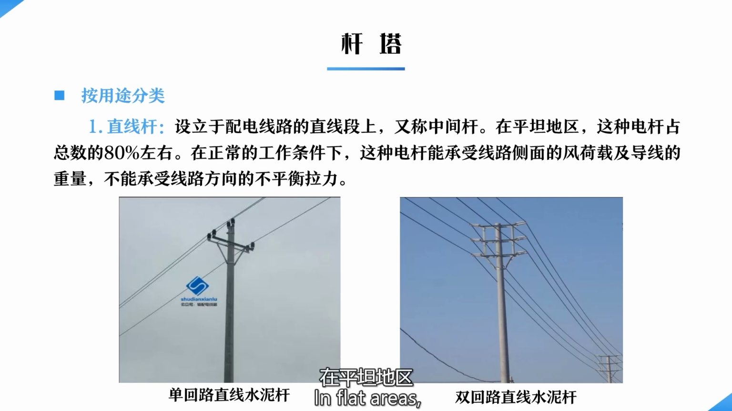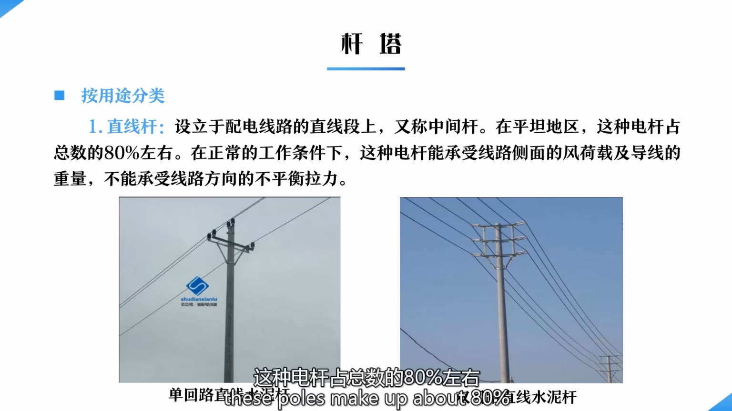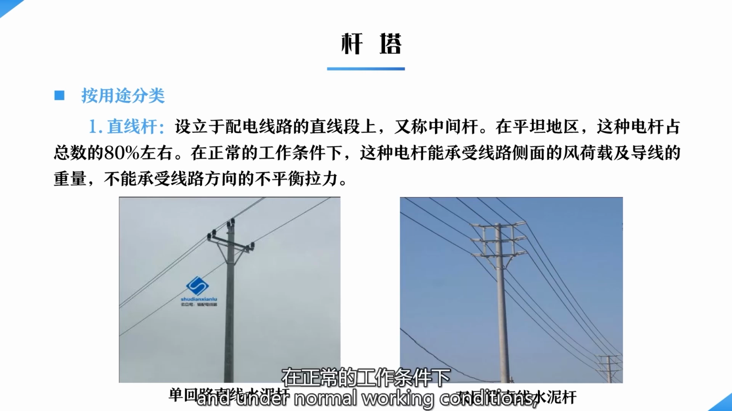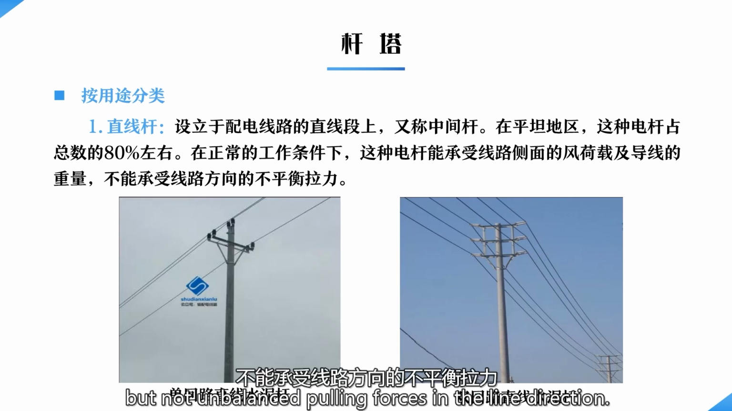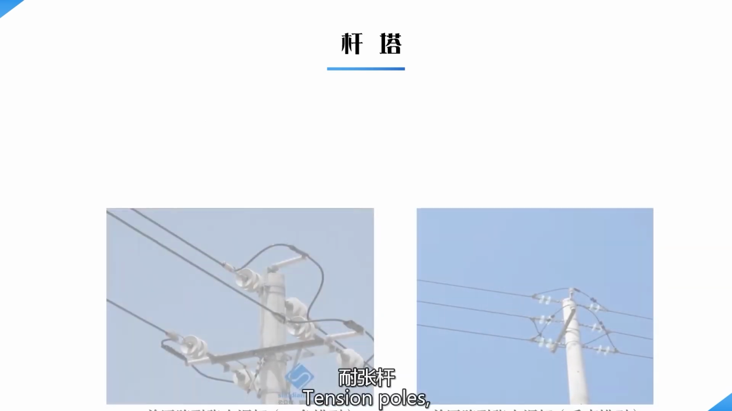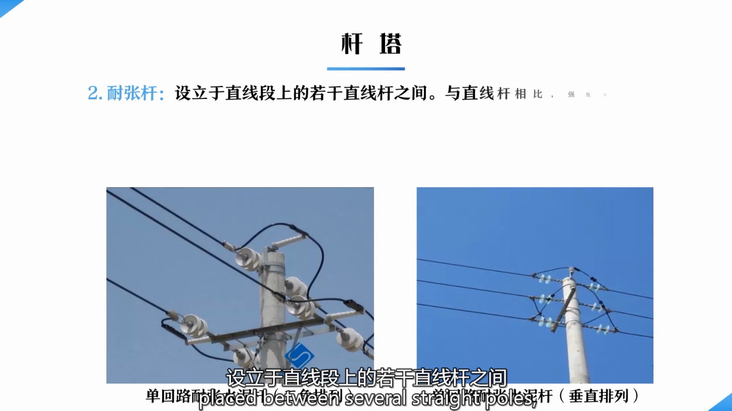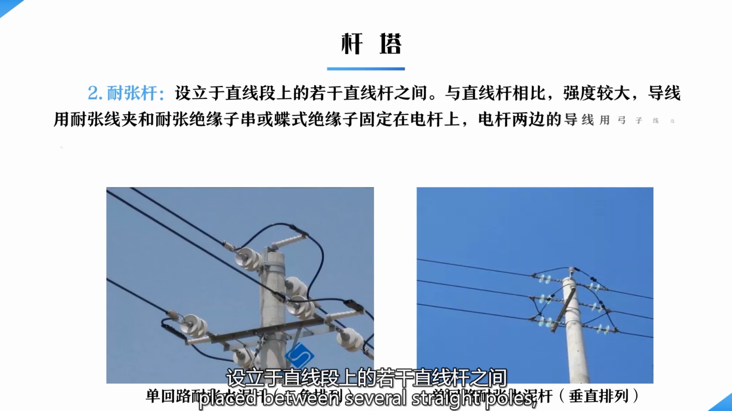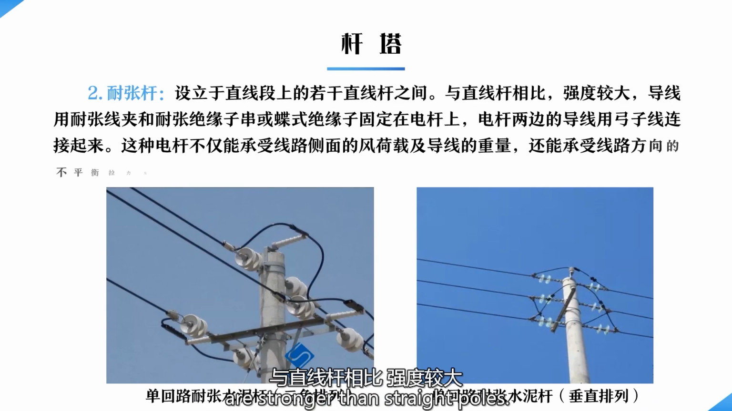In flat areas, these poles make up about 80% of the total number, and under normal working conditions, they can withstand lateral wind loads on the line and the weight of conductors, but not unbalanced pulling forces in the line direction. Tension poles, placed between several straight poles, are stronger than straight poles.